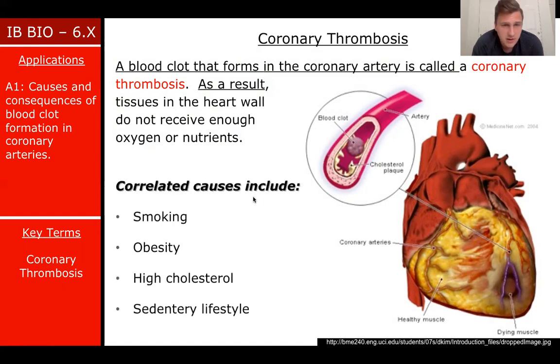Some causes of this condition, coronary thrombosis, include smoking. Statistically speaking, smoking is one of the most dangerous things you can do to get this condition. Obesity is another really common way you can get it. High cholesterol, right? We're talking about the bad cholesterol in food. And then a sedentary lifestyle, okay? These four things are the main causes of coronary thrombosis.